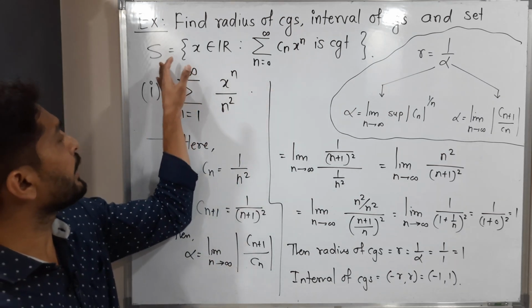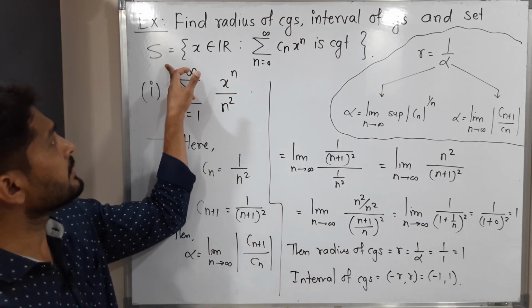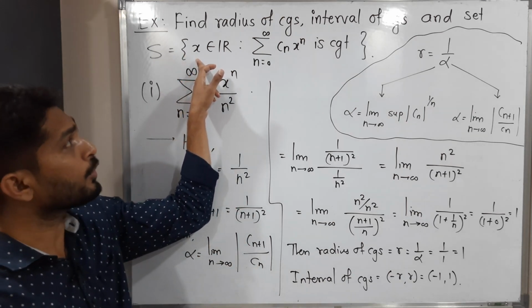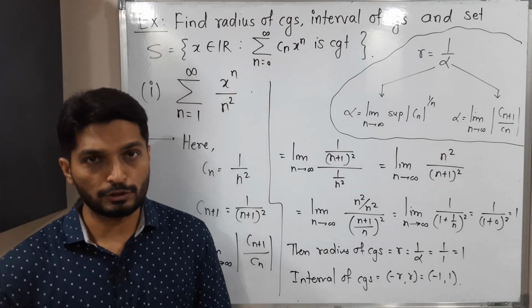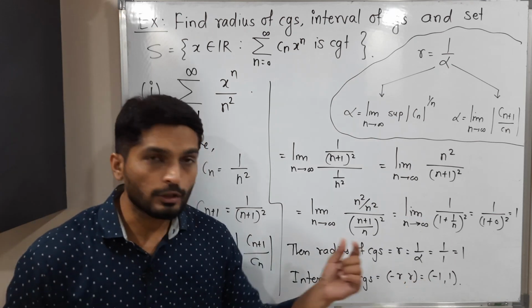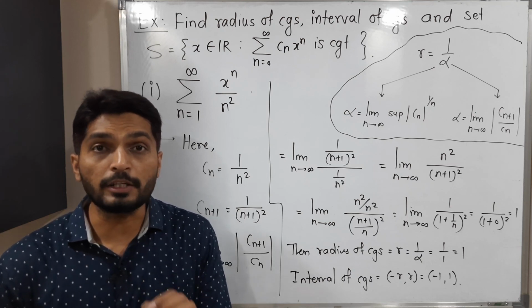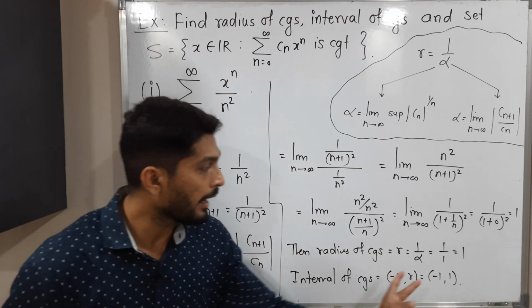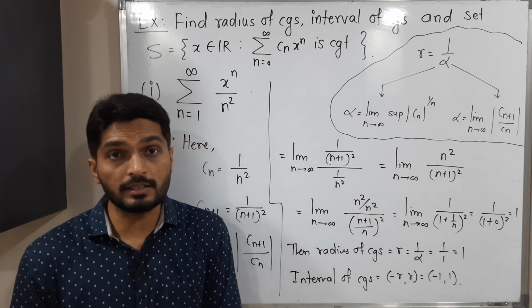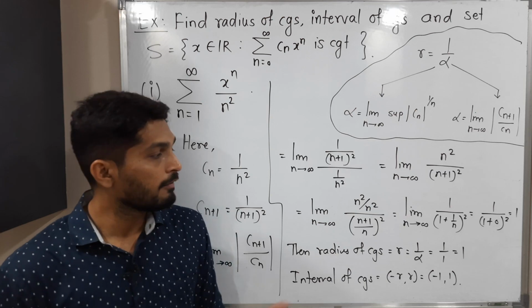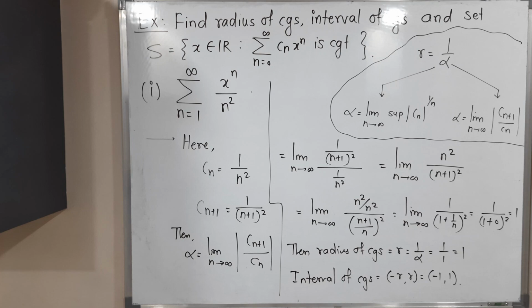Now the next question is we have to find the set S. S is a set of all real numbers for which the power series is convergent. Obviously, for each point of the interval of convergence the power series is convergent. Simply we need to check convergence at the boundary points, that means the points 1 and minus 1. We will discuss the convergence of the power series for those points 1 and minus 1.